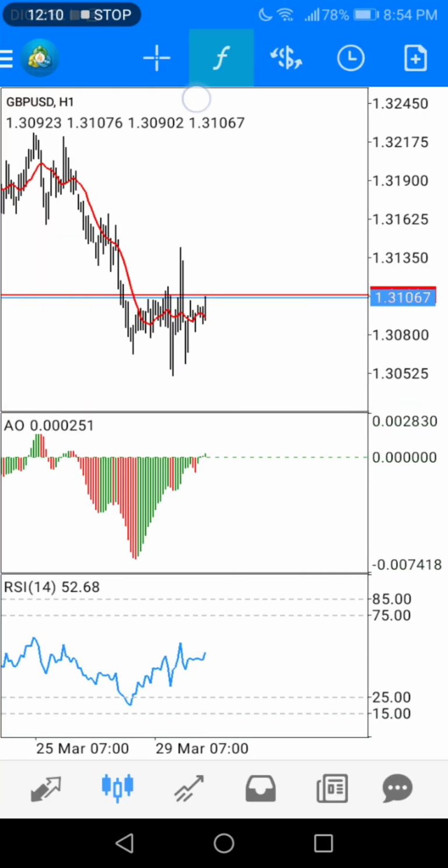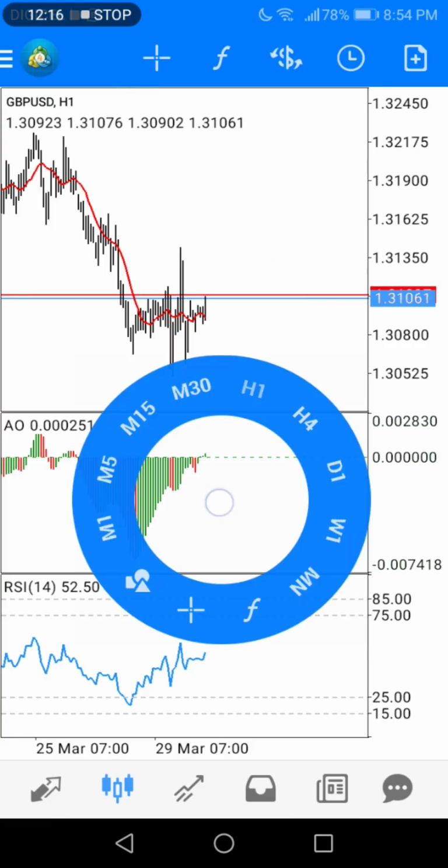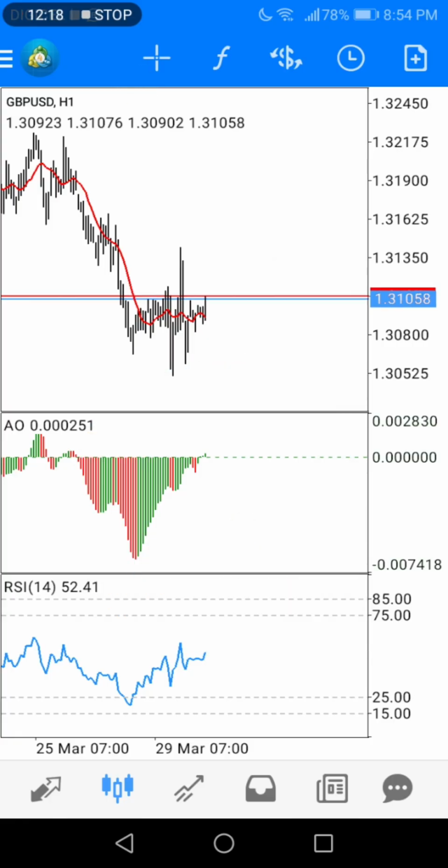So up at the top, you realize that you have the same thing with the circle by tapping the screen. You have the same thing up there. You have the cross here, you have the F, you have the clock right here, so time frame. But you have two things that I didn't talk about, which this right here is where you can switch between the different currency pairs.